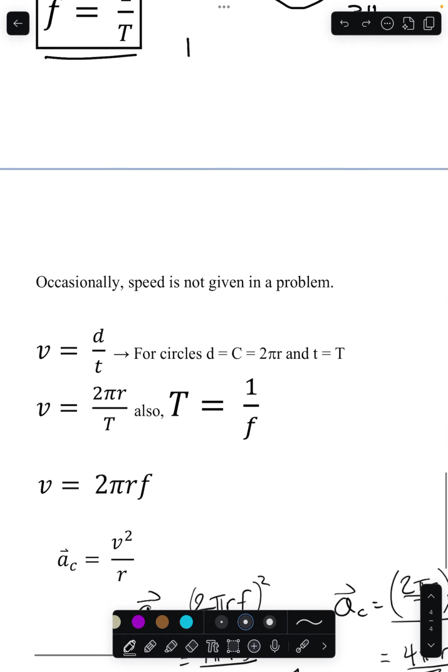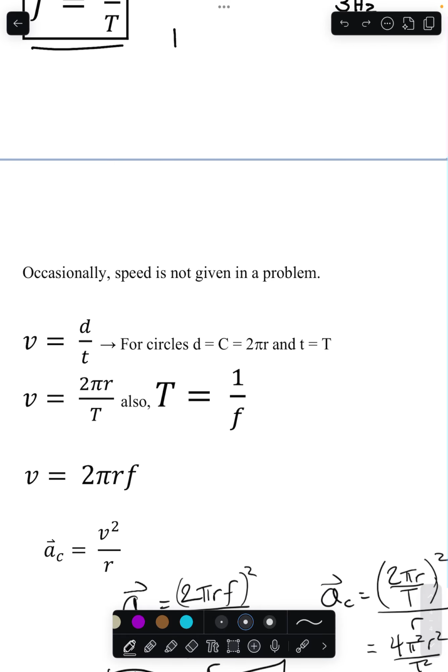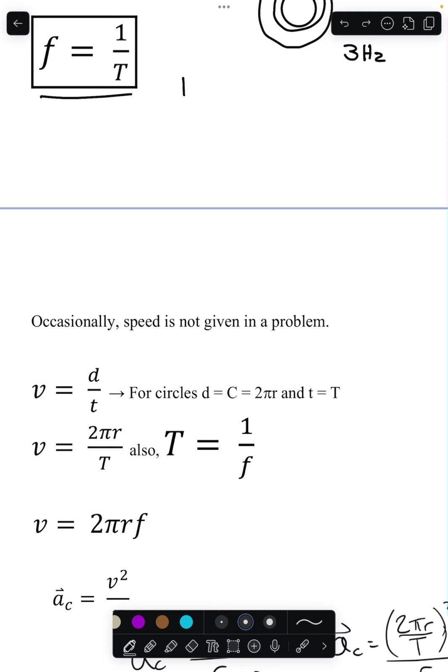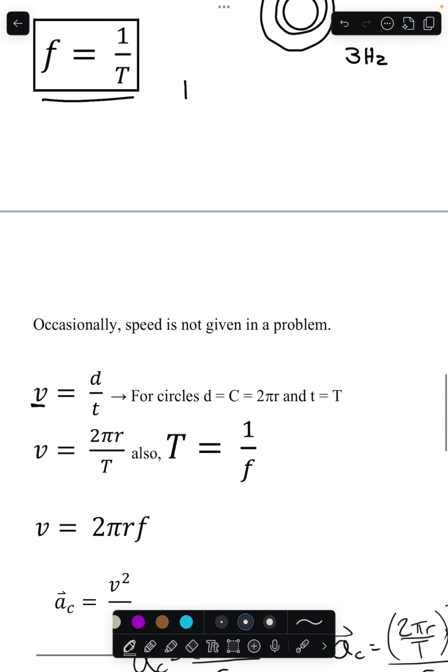All right, so occasionally speed is not given in a problem, but to find speed, we have our d over t. So for circles, our d is going to be equal to our circumference, or 2 pi r, and our t is going to be equal to t, obviously. So it can also be rewritten as v equals 2 pi r over t.